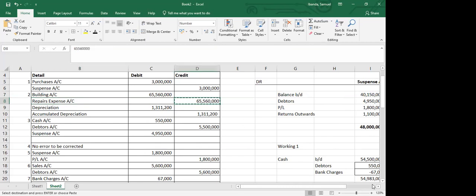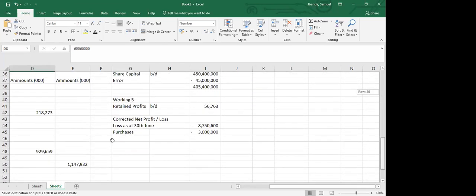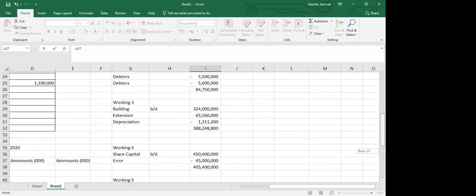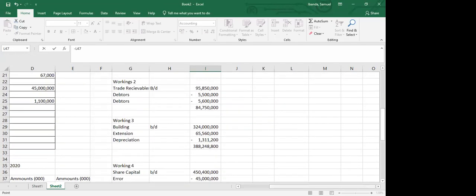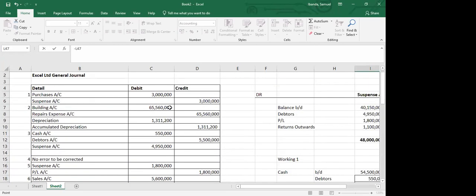So I'll just pick that value and come here and say repairs. And I'll put my, okay, I didn't copy it very well. This is 65. Sorry.